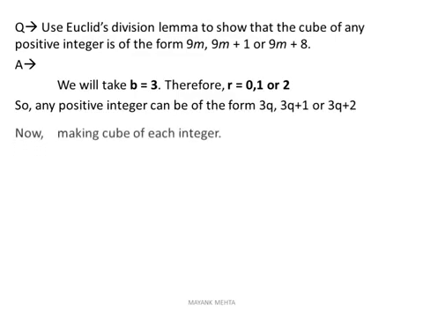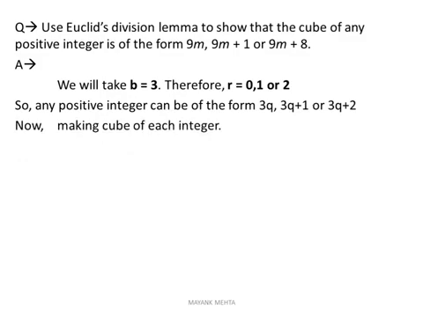So now I will do cube of each integer. Integer is of three types. We have taken 3q or 3q plus 1 or 3q plus 2. Now I will do cube of each. First of all, 3q the cube. Then 3 cube is 27 and q cube, so 27q cube. Now if I take 9 common, it becomes 9 into 3q cube. That means it is one kind of 9m type of form. So this is 9m form.